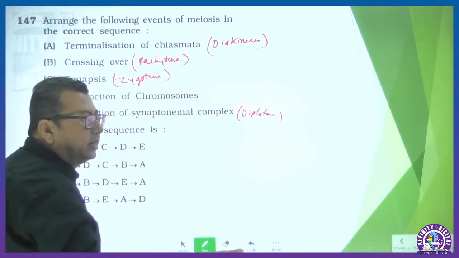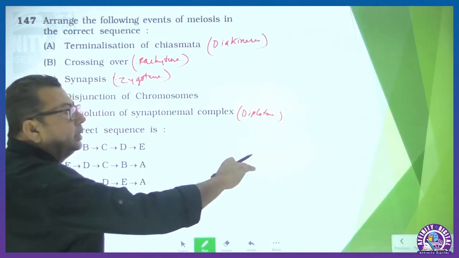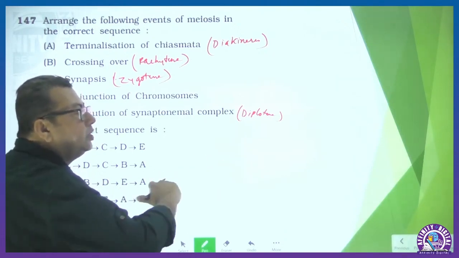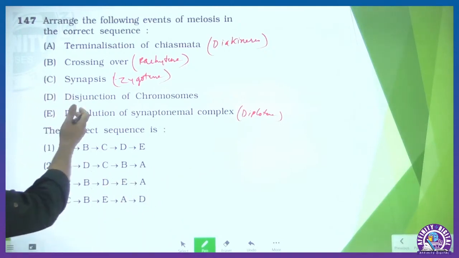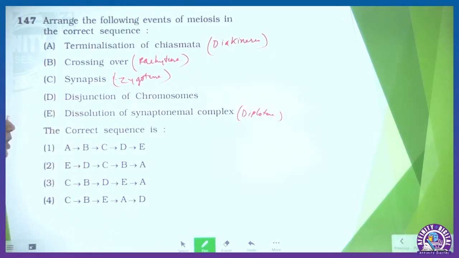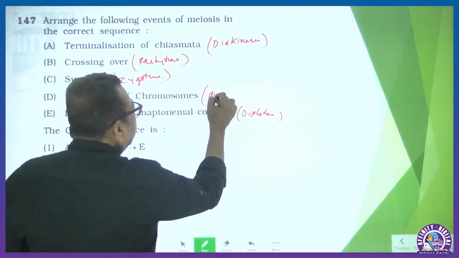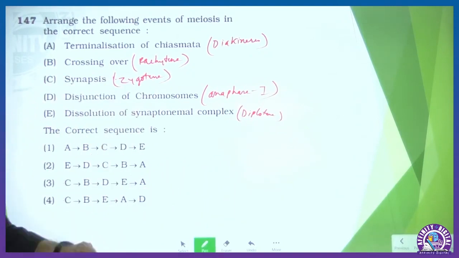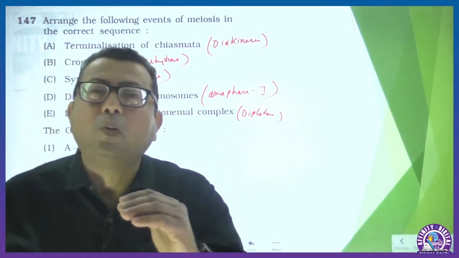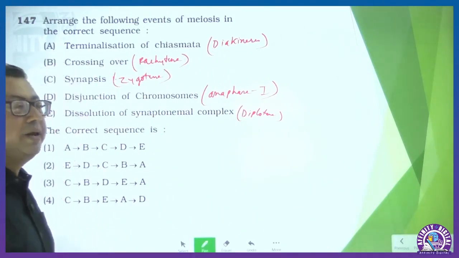Prophase 1 ends. What comes after prophase 1? Metaphase 1. What happens in metaphase 1? Bivalent chromosomes align at the equatorial plate, at the spindle equator. There is no item for the metaphase stage here, but for anaphase 1 there is one item. Which item? Disjunction of chromosomes. When does this occur in meiosis, anaphase 1 or anaphase 2? In anaphase 1. What does disjunction of chromosomes mean? Separation of homologous chromosomes to the opposite poles of the cell due to the shortening of spindle fibers.